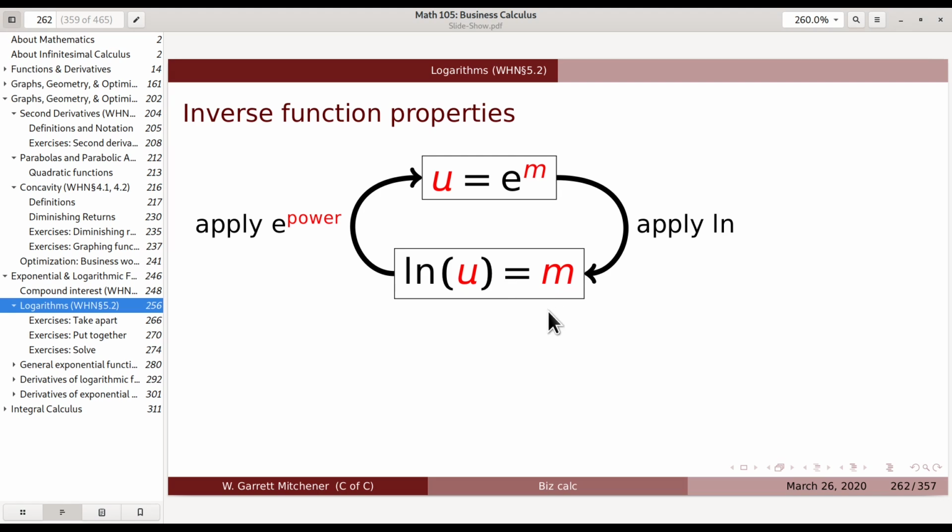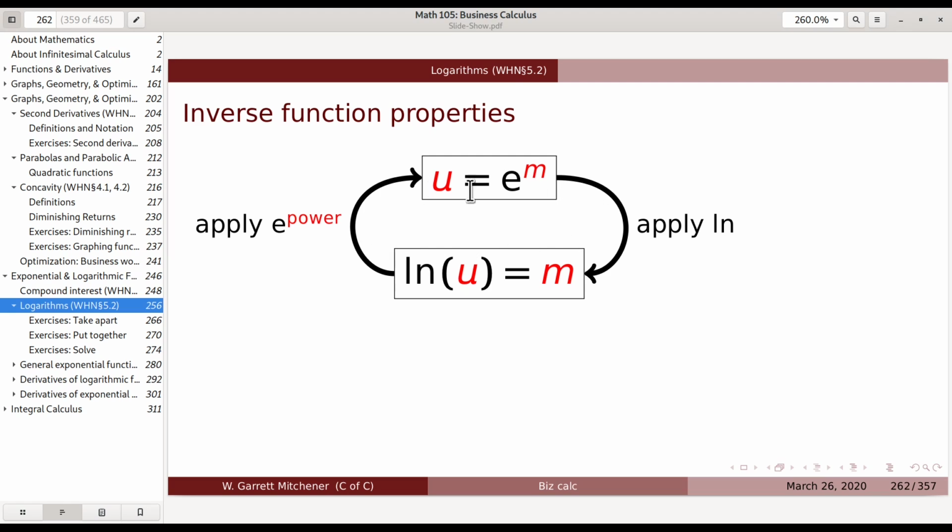Now, e to a power is the inverse of the natural logarithm. Functions are inverses in pairs. So if the logarithm is the inverse of the natural exponential, the natural exponential is the inverse of the logarithm. If I take an equation ln of u equals m, I can apply e to the power to both sides. In other words, e to the left equals e to the right. Well, e to the right is easy enough. This m will become e to the m. And e to the ln of u simplifies down to just u.